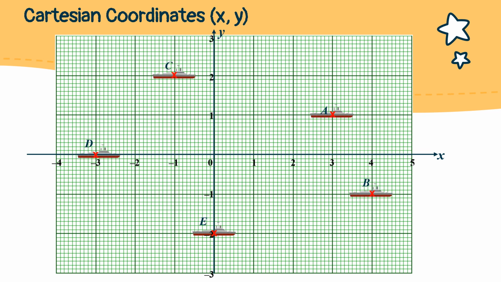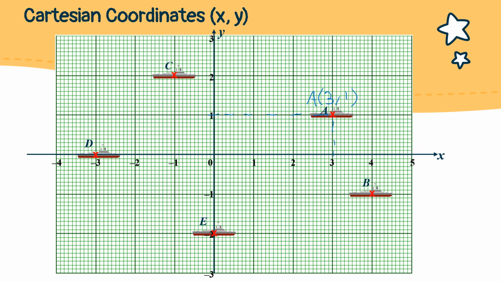I'm sure you have played the Battleship game before. So what are the coordinates of A? We will draw a perpendicular line to the x-axis and the x-coordinate is 3. We will draw a dotted perpendicular line to the y-axis and the y-coordinate is 1. So the coordinates of A is 3, 1.